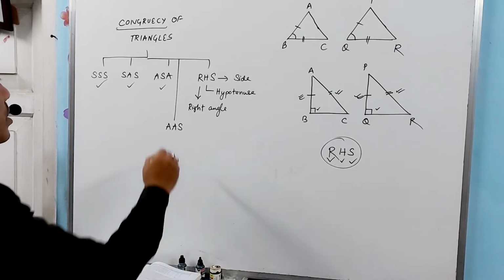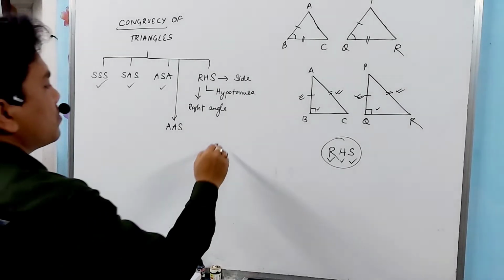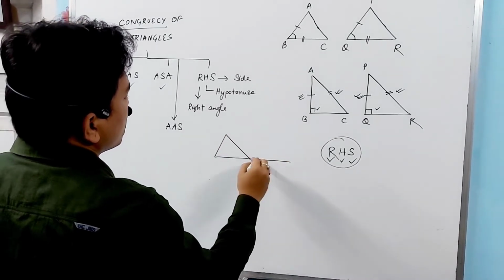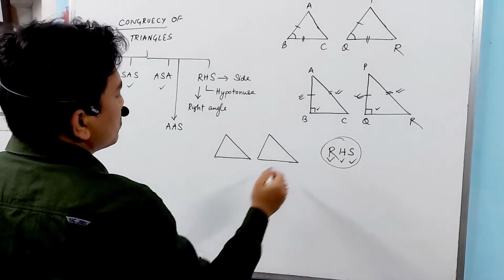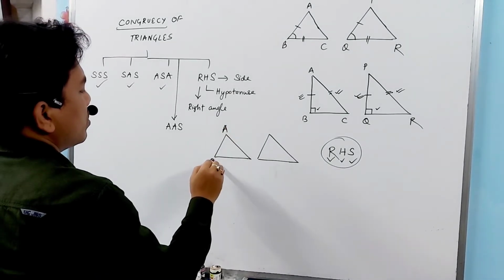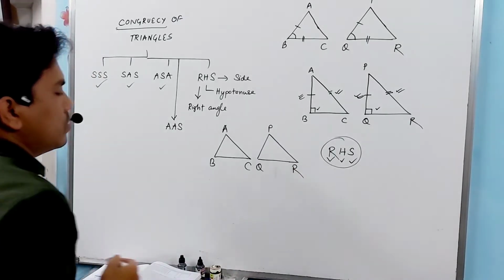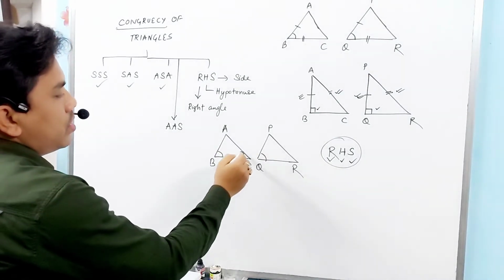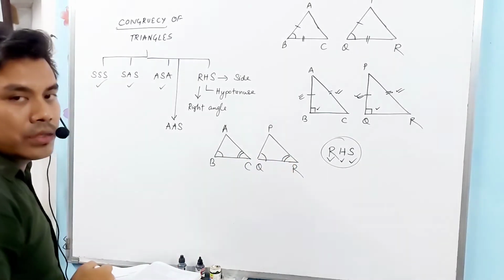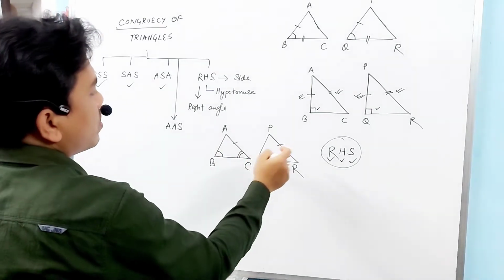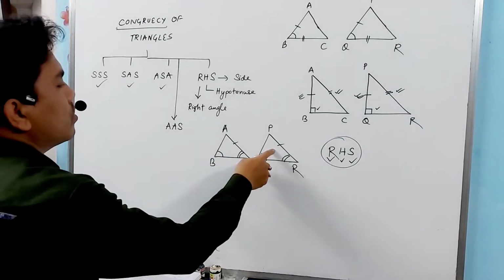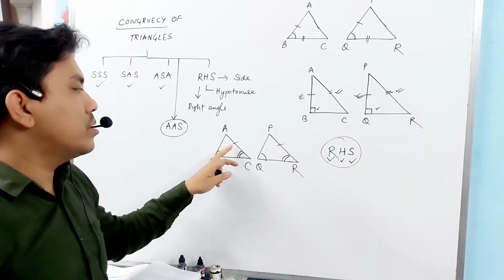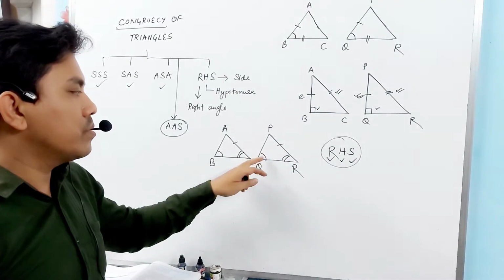Okay. Now here we are getting AAS also. In this case, if I give you two triangles, ABC and PQR. Okay. Now, if this angle of this triangle is equal to this angle of this triangle, and this angle of this triangle is equal to this angle of this triangle, and this side of this triangle is equal to this side of this triangle, then we will say that both the triangles are congruent by AAS. In this case also we have A, A, S.